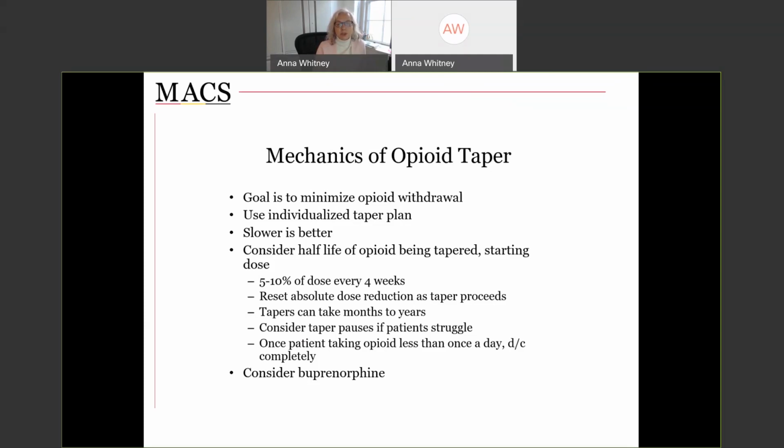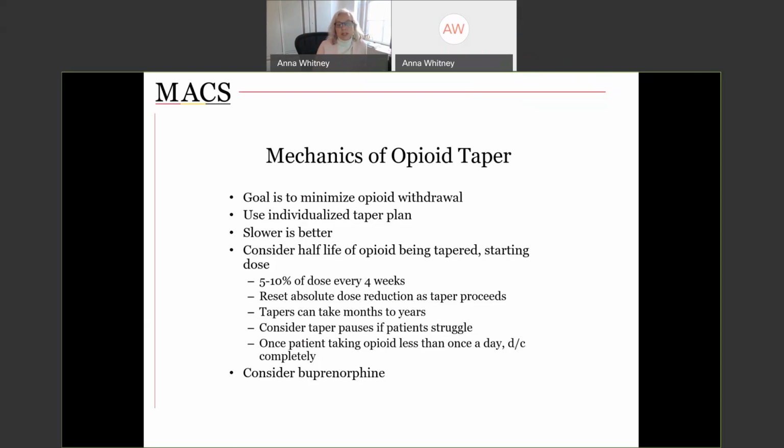Resetting the absolute dose reduction as the taper proceeds. So really looking at how the patient is responding to past dose reductions, and resetting those percentages as things move along and as patients can tolerate. And not worrying that tapers can take months to years, and that is okay, as long as there is no imminent risk of harm from the opioid itself.